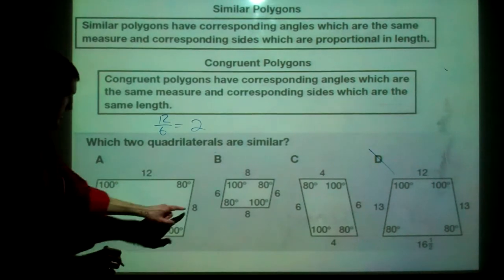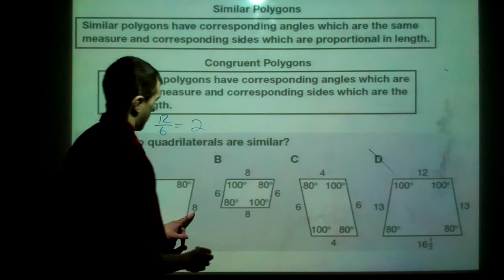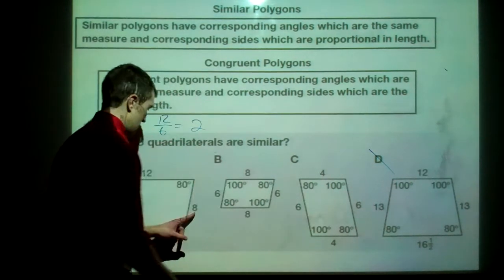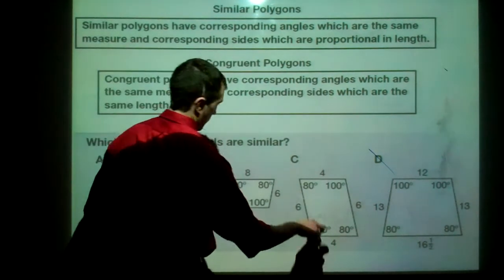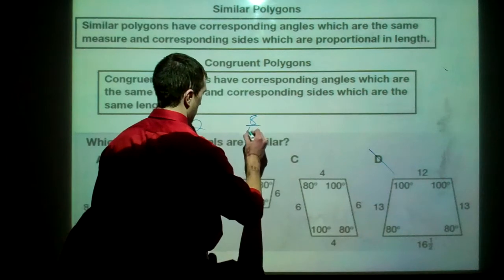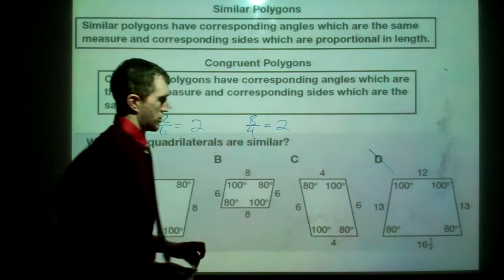Okay, so now we have our other side, 8. That's going to go with one of these forward. So C is rotated around differently, but that's okay. It doesn't affect similarity. So 8 divided by 4 equals 2. So we still get 2.